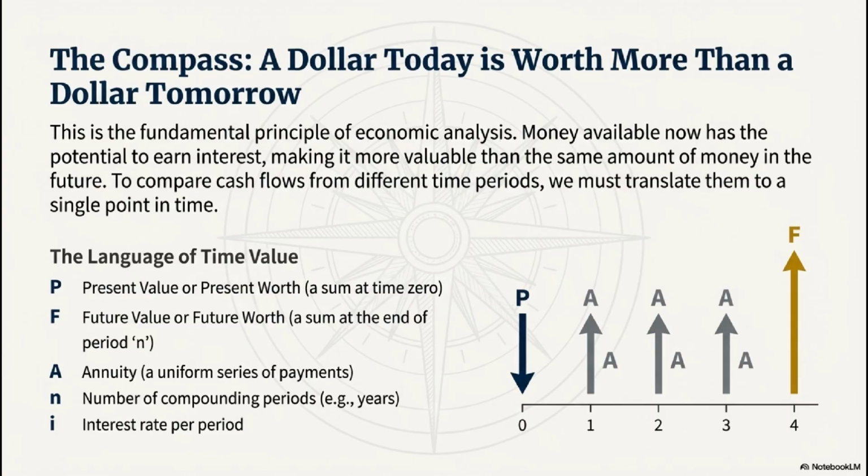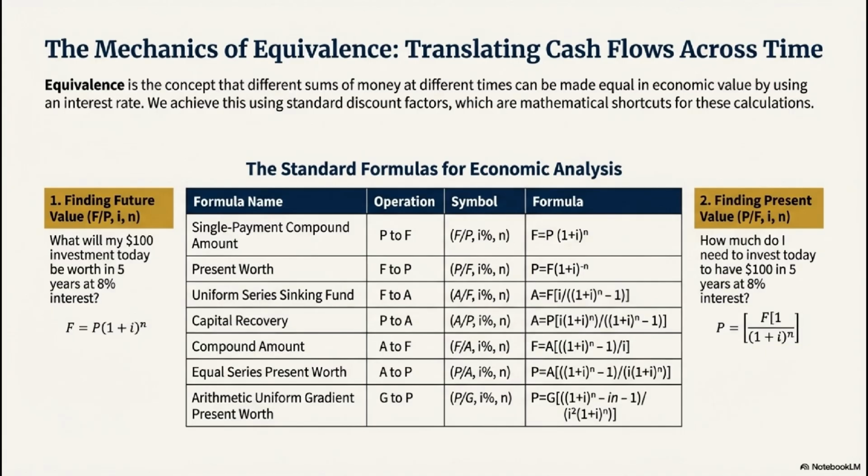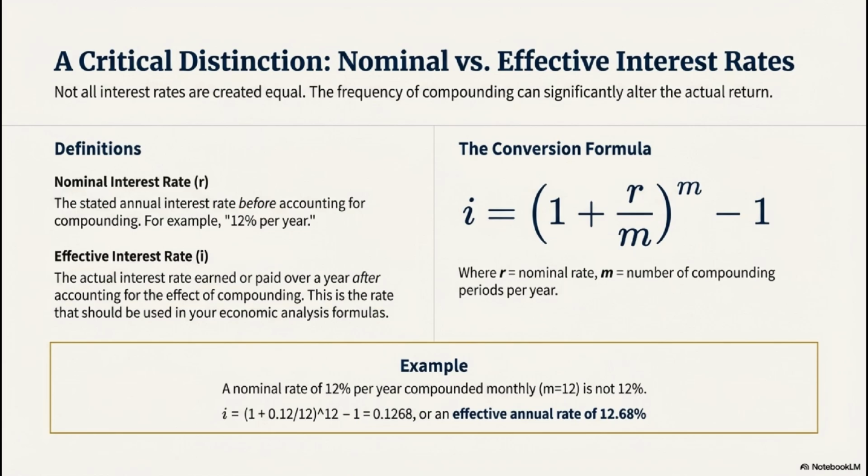We translate cash flows across time using equivalence and standard discount factors, like finding a future value with F/P or a present value with P/F. But we must be precise with our rate. There's a key distinction between a stated nominal interest rate and the actual effective annual rate, which accounts for compounding frequency. Always use the effective rate in your formulas.